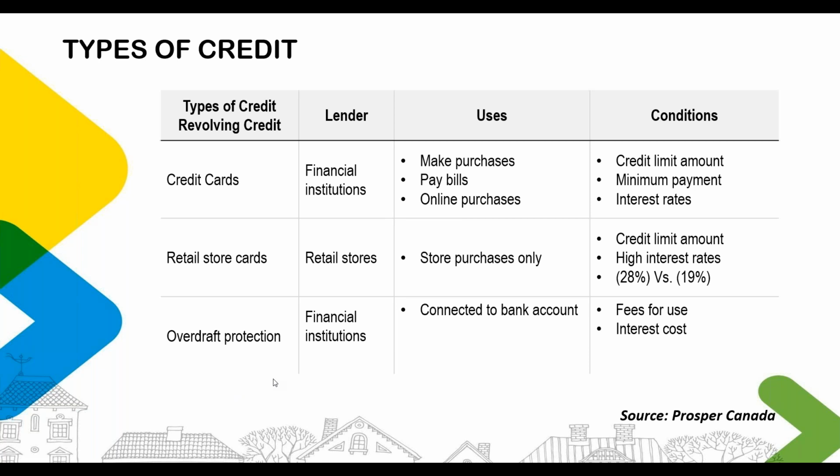Then there's the overdraft protection. Now, I'm not sure how many of you are familiar with overdraft protection, but this is also another form of credit. It's connected to your bank account, and it allows your checking account to temporarily go into a negative balance. So for example, if you've put $1,000 in your bank account.